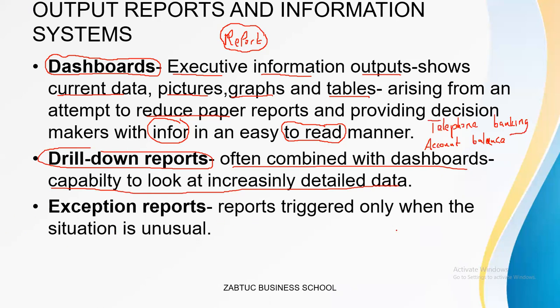Exceptional reports are triggered only when the situation is unusual. So we can have a situation where after our information has been processed, we can throw it on a dashboard, or with some drill down facility. But also we can only produce a report when there's something that is not in order, instead of producing routine reports.